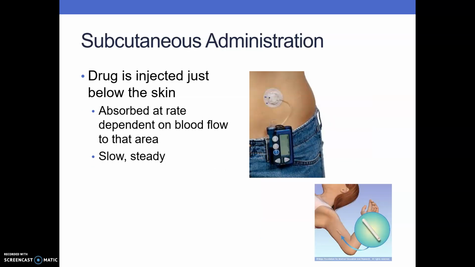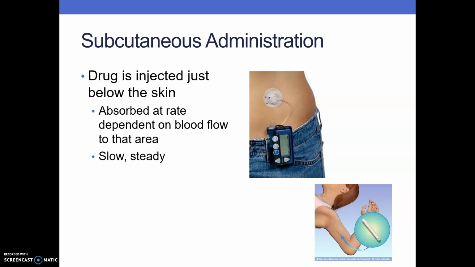Subcutaneous administration. Odds are pretty good that you know of potentially somebody who is diabetic and receives insulin through subcutaneous administration, or you've heard of birth control implants, which are known as things like Nexplanon or Implanon. In this case, the drug is injected just below the epidermal layer of the skin. Now, one of the things about subcutaneous administration is that it's very slow and very steady. Somebody who needs a slow and steady supply of glucose throughout the day is going to need a subcutaneous administration.